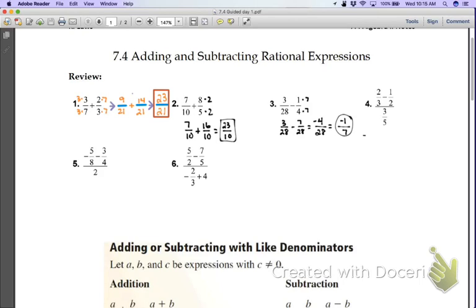Okay, you can leave the negative on top, you can put it in front, you can put it on the bottom, it really doesn't matter. As long as you only have one negative here, you're going to be just fine.